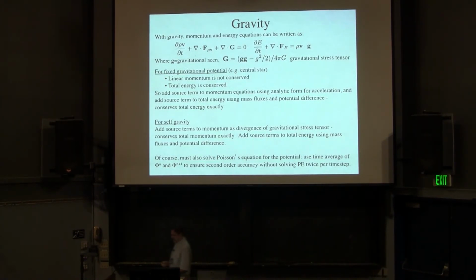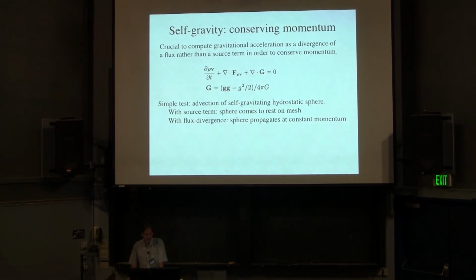So let me just emphasize the importance of doing gravity in the conservative form. If you don't add in this gravitational acceleration through this divergence of the stress tensor, there's a very nice test problem in the literature which points out what will happen. If you just take a self-gravitating sphere in hydrostatic equilibrium, it should just sit there and not do anything. And now you advect this sphere across the mesh. It should again just coast along, maintaining its structure without evolving.